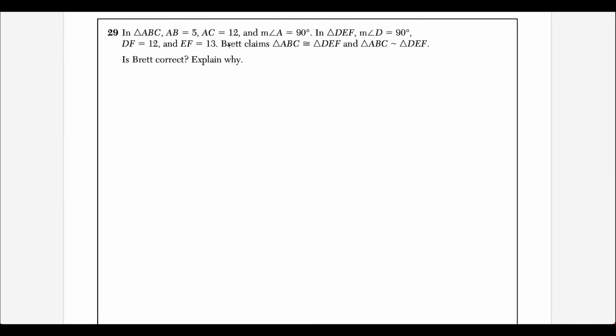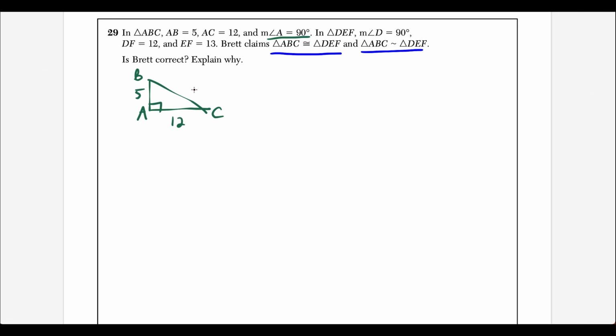Question 29, we have 2 triangles, and Brett claims that the 2 triangles are congruent and similar, and we have to answer, is Brett correct? And we have to explain why. So the first thing I would do here is draw both of them out. So we have triangle ABC, and I'm going to label this angle over here A, since the measure of angle A is 90 degrees. And I'm going to put B up here since AB is 5 units long and AC is 12 units long. That way this is somewhat to scale.